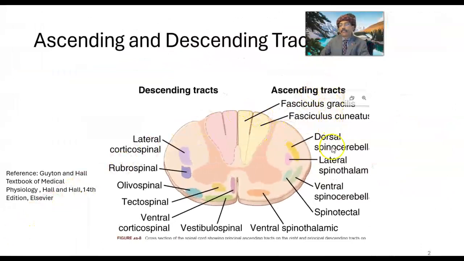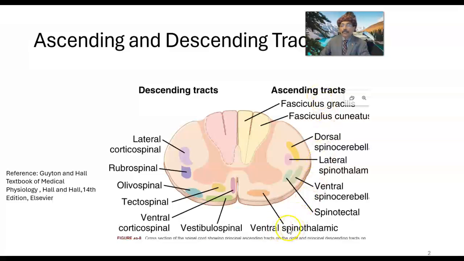So here is the ascending tract. In our next lesson, we'll learn the descending tract. These are sensory, and descending tracts are motor. So the impulse will go from the brain to the periphery through the descending tract. From the periphery to the brain, the information will go via the ascending tract.